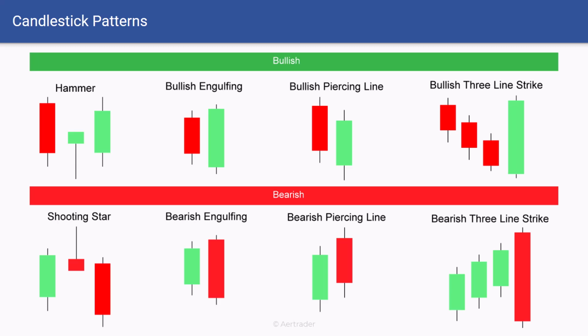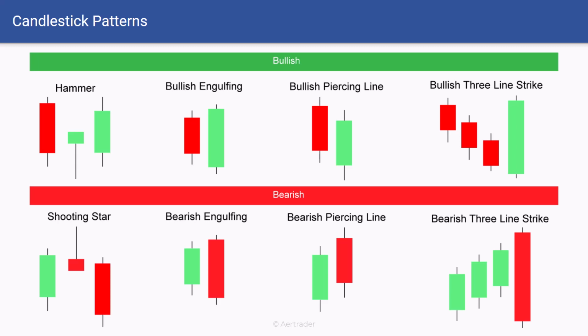Traders often view the bullish engulfing pattern as a strong bullish signal, and it can be used as a potential buy signal. The bullish piercing line candlestick pattern is a bullish reversal pattern that occurs at the end of a downtrend. It is formed when a red candlestick is followed by a green candlestick that opens lower than the previous close but then closes above the midpoint of the body of the red candlestick.